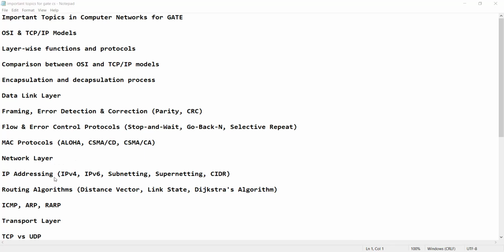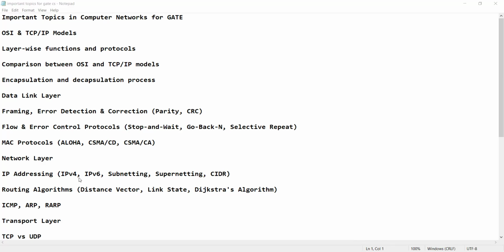Without a question on IP addressing, they will not prepare the paper. Definitely you can see IP addressing every year. For the last 30 years, they have consistently asked questions from this topic. So don't skip this concept. If you skip this topic, you will definitely lose one or two marks.